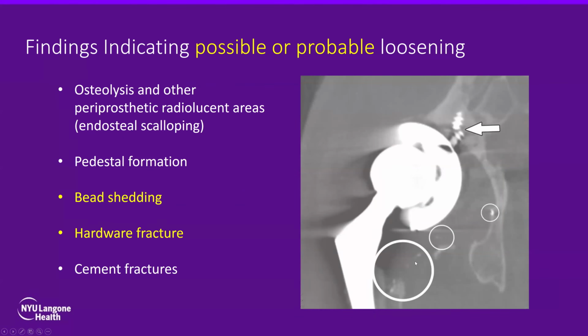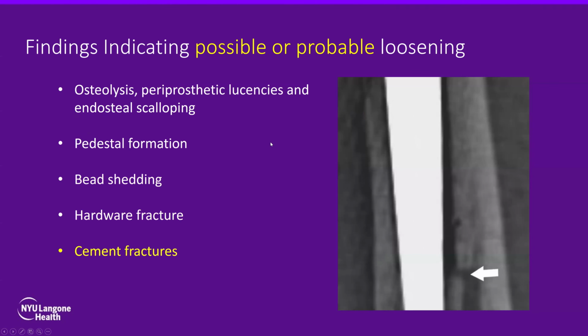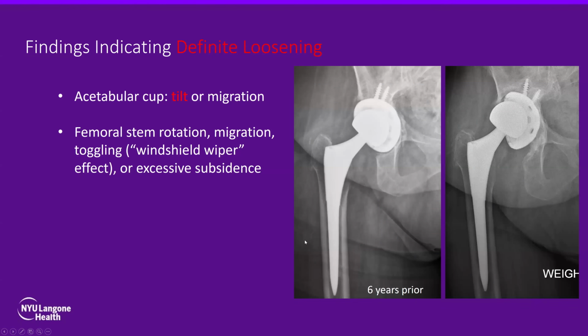So if you have metallic debris or hardware fracture, obviously these are possible findings for loosening. Same thing with cement. A normal cement should not be discontinuous. Cement fracture is also a finding of possible or probable loosening. Definite loosening is whenever you have frank motion of a component. So this is 6 years ago. Look at the angle of the acetabular cup. Now it's totally vertical. So there is no way for a fixed component to rotate in space, right? So this frank motion is a definite finding of loosening.